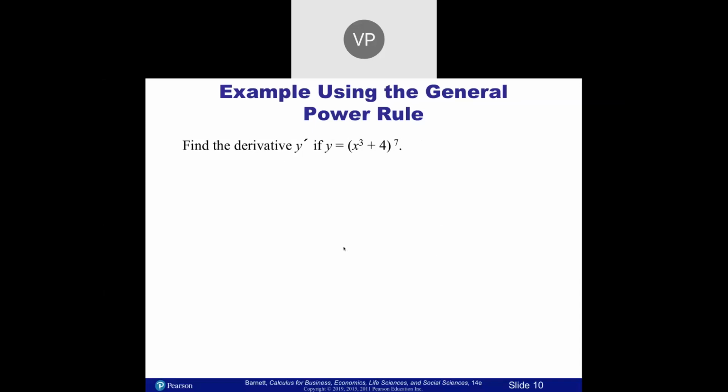You're going to bring the 7 out front, and you're going to drop the power down by 1. And remember, I can't say this enough, don't change that base. That 7 right there, that power is on the x cubed plus 4, and that stays there. Now it becomes a 6, and then we're going to multiply by the derivative of this parenthesis. So that is going to be a 3x squared, and I just condense that and move that in front. We get a 21x squared, parenthesis x cubed plus 4, to the power of 6.